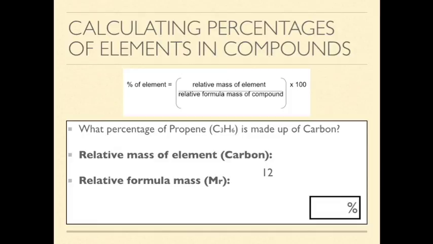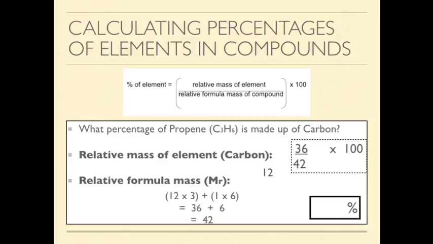The relative formula mass we find by adding together our 3 carbons, 12 times 3, and our 6 hydrogens, 1 times 6. You get 36 plus 6, which is 42. So then, remembering to multiply that 12 by 3, we do 36, the mass of our carbon, divided by 42, the relative formula mass of propene, and then we multiply by 100. And you should find you get 85.71. So 85.71% of propene is made up of carbon.